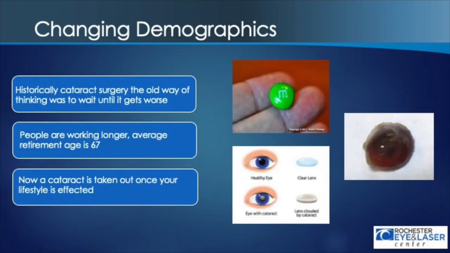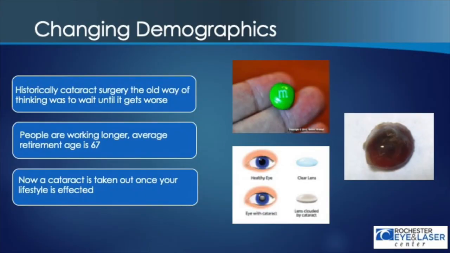Okay, so historically, like I said, that was the old way of thinking. They would let them get this bad. This is actually a lens that they just pulled out of the eye. We don't do that anymore, but in the old days, that's how you removed a cataract. You made a huge incision and you just pulled it out. Now it's through tiny, tiny little incisions, and we break it all up, and it's with an ultrasound handpiece, and there's not this anymore.